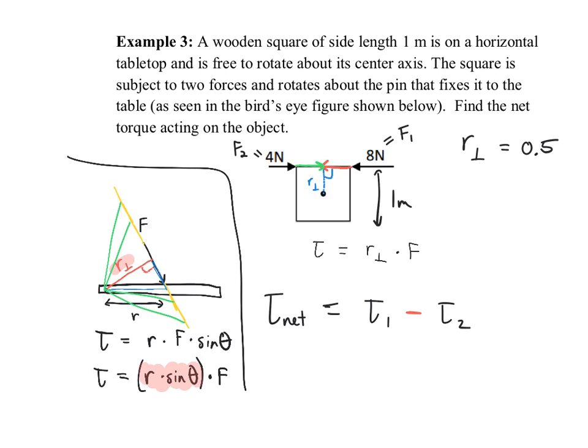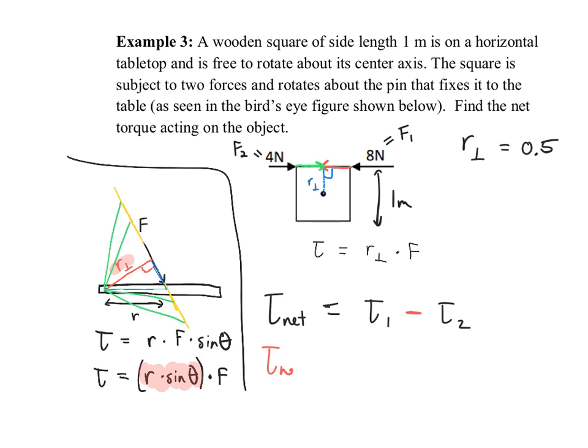Because torque 2 comes from F2, and if F2 is applied to this block, take a look where I'm pointing, right? It's applied right there. The block will then rotate in this direction, which is clockwise, and clockwise is a negative torque. So I'm calling torque 2 a negative quantity because it comes from force 2, which causes clockwise rotation.